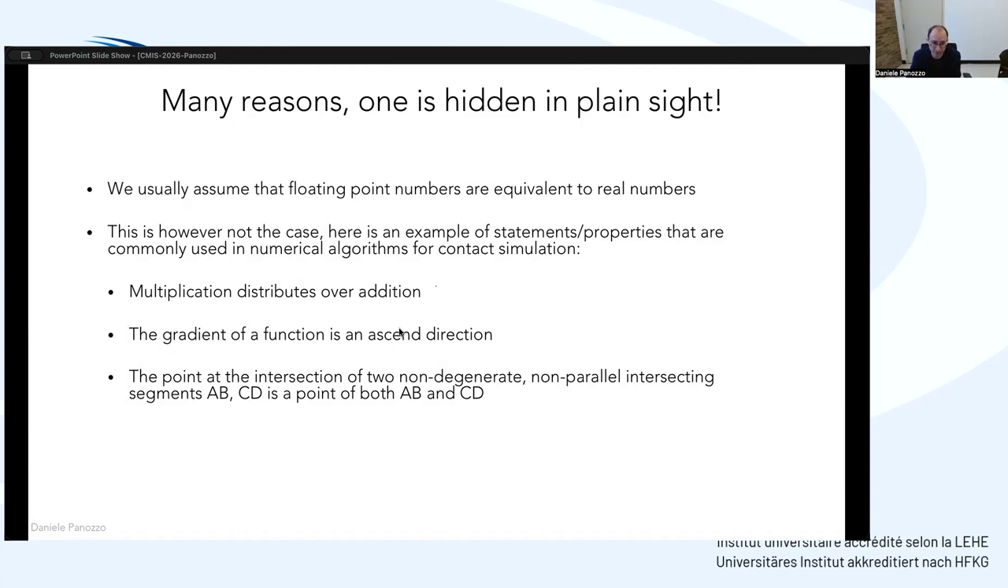If you have a function implemented in floating point, the gradient that you compute in general might not be an ascent direction. There could be numerical rounding errors, and this could actually make it point the other way. More crucial for intersection and contact are some geometric queries, like when you take two segments.